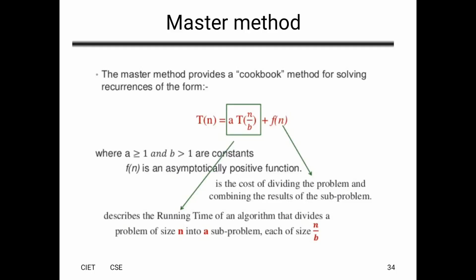So by combining these two, we can get the time complexity for the given problem. So T(n) = aT(n/b) + f(n). Here aT(n/b) describes the running time of the algorithm that divides a problem of size n into a subproblems, each of size n/b, and f(n) is the cost of dividing the problem and combining the results of the subproblems. So these are the four methods to solve a recurrence in an algorithm.